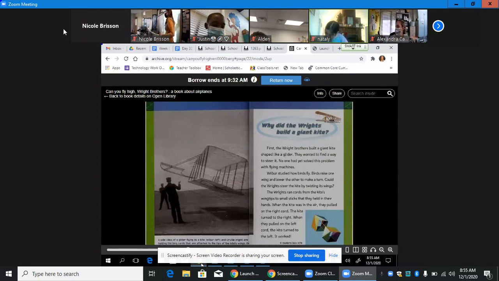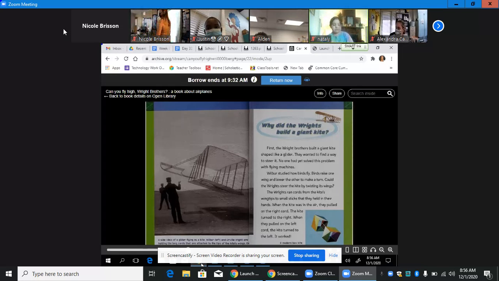Ooh, we've got a great, what is this, everybody? This is a photograph. Great nonfiction text feature. Why did the Wrights build a giant kite? First, the Wright brothers built a giant kite shaped like a glider. They wanted to find a way to steer it. No one had yet solved this problem with flying machines. Wilbur studied how birds fly. Birds raise one wing and lower the other to make a turn. Could the Wrights steer the kite by twisting its wings?